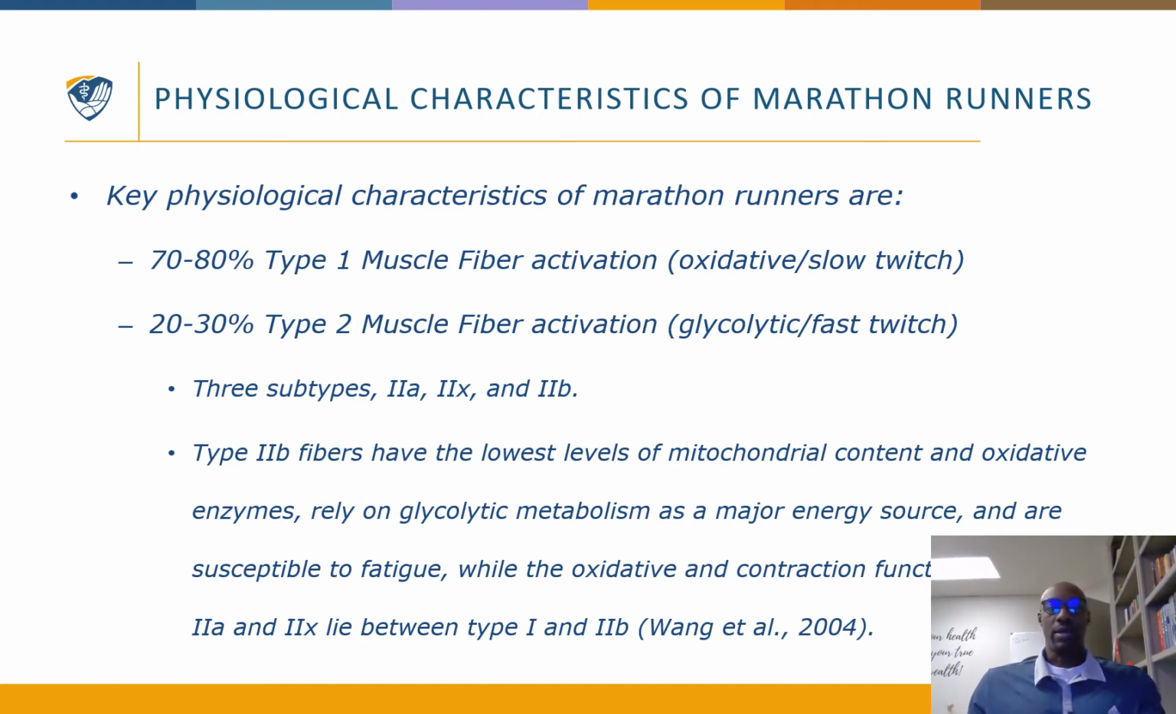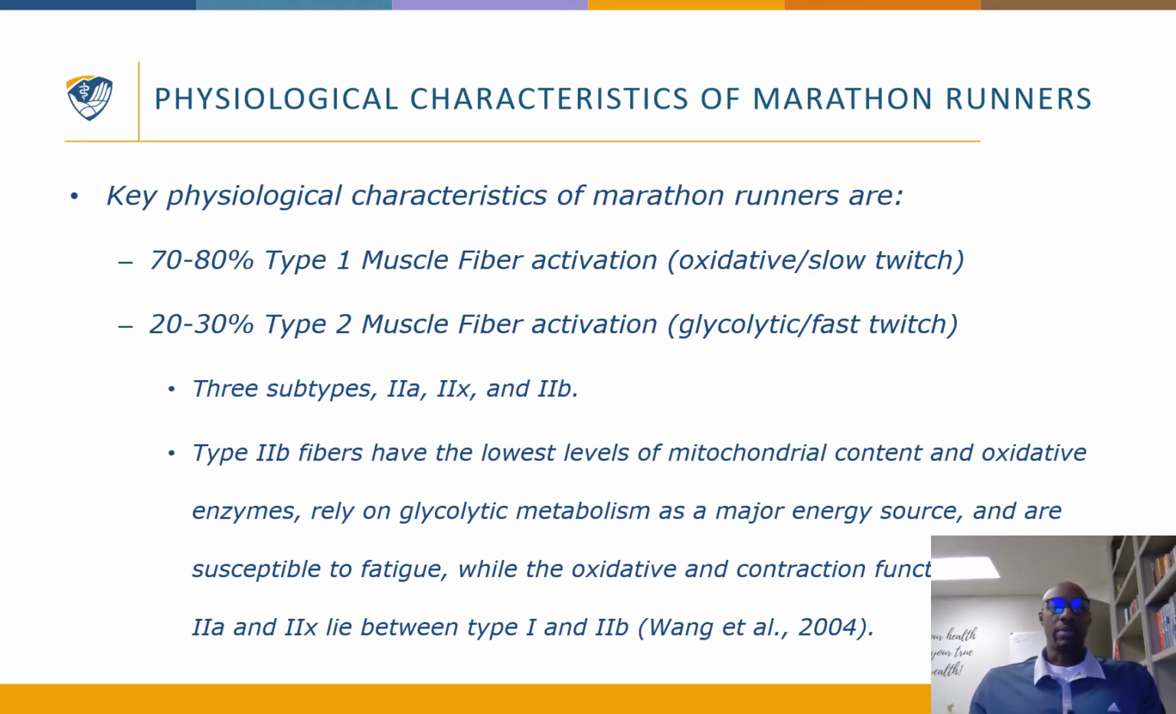To break those down into the three subtypes from the type 2, you have a 2A, 2X, and 2B. This comes into consideration when you're thinking about utilizing those transporters to shuttle mitochondria from type 2 into type 1 to improve endurance or sustain a power output.